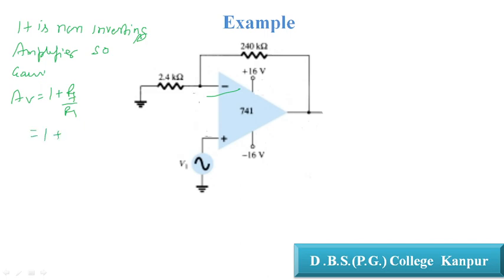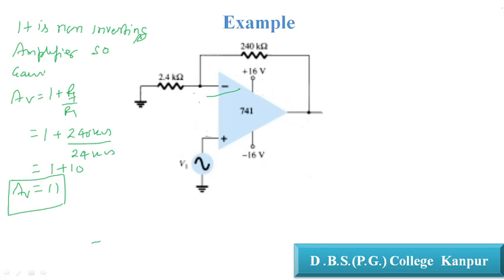So 1 plus, what is RF? 240 kilo ohm divided by 24 kilo ohm. So 1 plus 10, that is 11. So the voltage gain of the circuit is 11. Gain is a constant quantity, so this is a very important calculation.